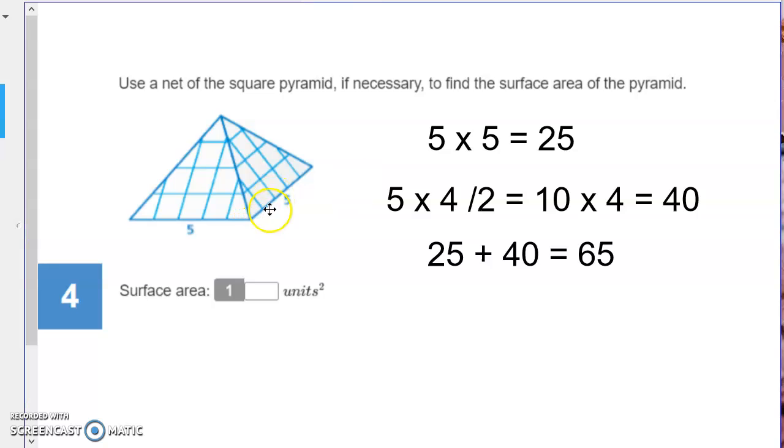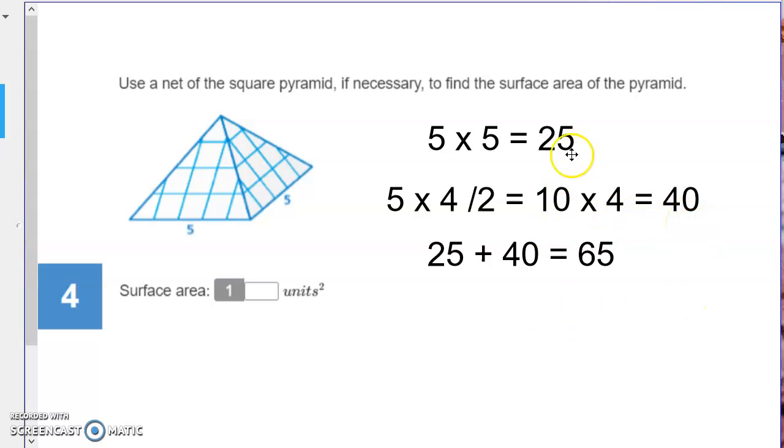Question 2 says the bottom is another square, so I do 5 times 5, which is 25. Now my triangle, base of 5, height is 1, 2, 3, 4. So 5 times 4 is 20. 20 divided by 2 is 10. So that means the area of this surface right here is 10, but of course there's 4 of them going around, so I multiply that by 4 and I get 40.